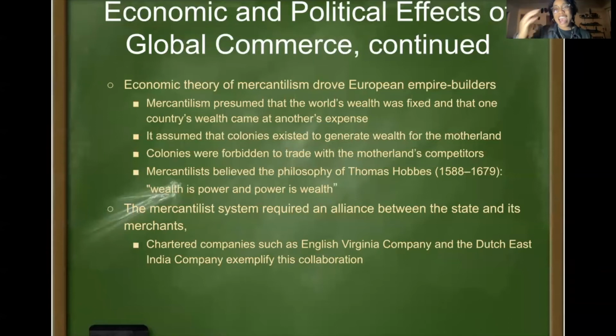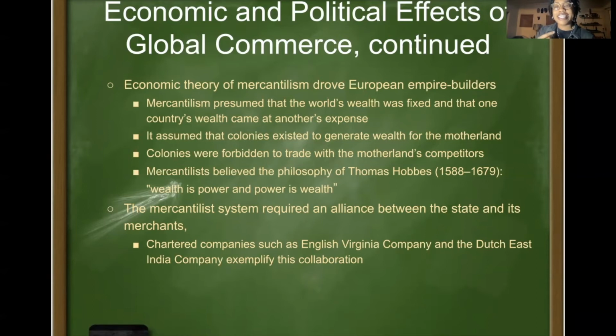And so that belief that I have to get everything, I have to get it all, is really going to shape policy and interaction in the world for, even now, just from 1600 on down, let's just say that. And so we're going to see that mercantilism presumes the world's wealth was fixed and that one country's wealth came at another's expense. It also assumed that colonies existed to generate wealth for their motherland. So basically, if I have a colony outside of my borders, the only thing that my colony is for is to produce wealth for the homeland. And if it's not producing wealth, it's not productive.